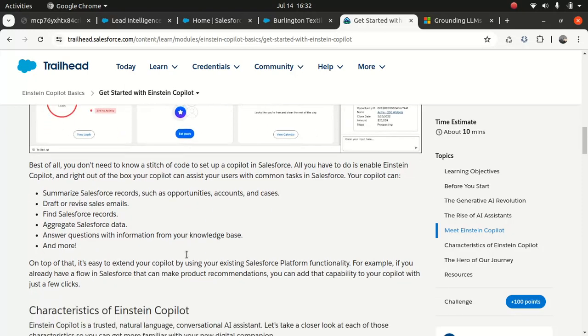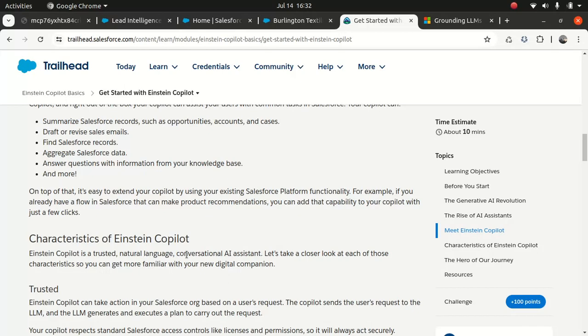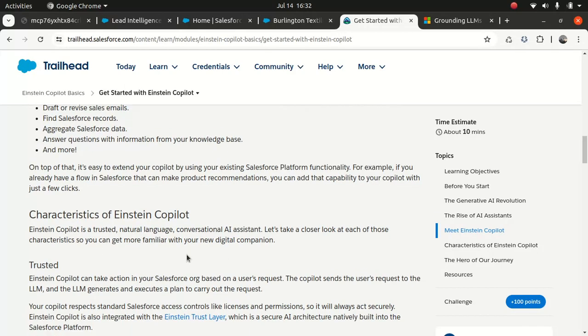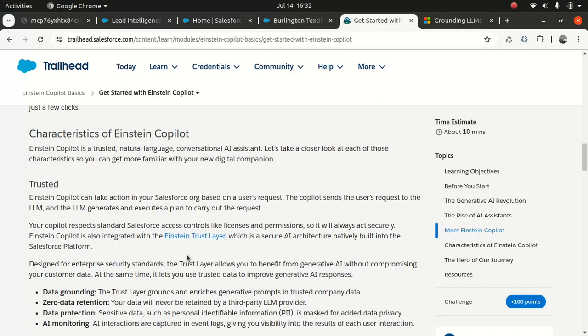Similarly, coming to the Salesforce ecosystem, Salesforce does claim they're not using customer data to train the model. Now, how true that is, I don't know, but that's what they say. And obviously, like I briefly mentioned, they have the Einstein Trust Layer.